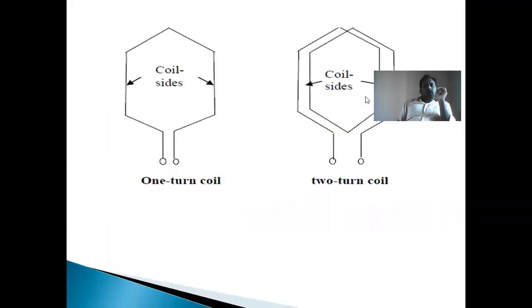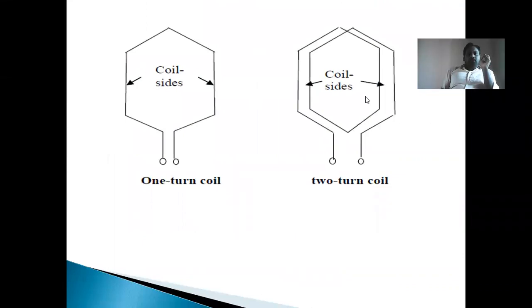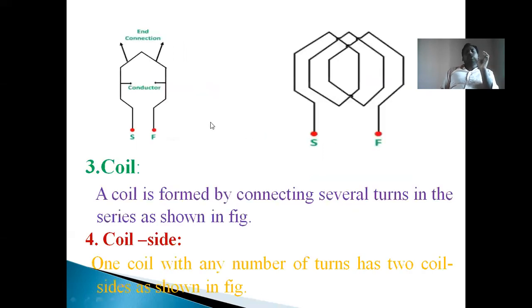Now see here, this is one conductor, this is one conductor, and these two are connected in series by an end connection. That's why it is one turn. And here it is also one conductor, this is also one conductor. These two conductors are connected by this connection. That's why here these are two turns. So anyway, a turn means two conductors connected by their ends.